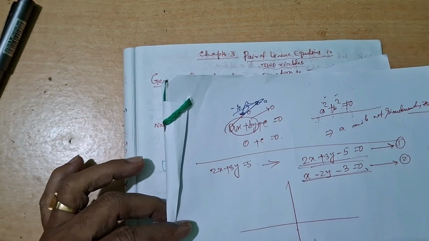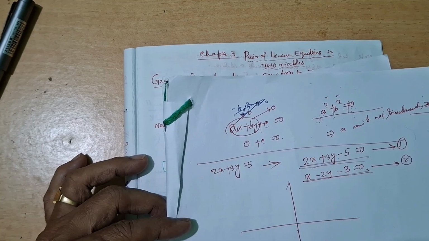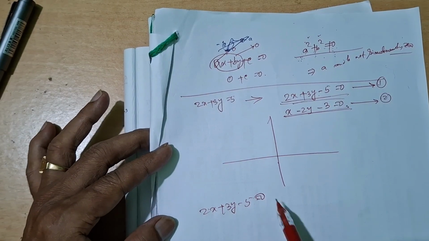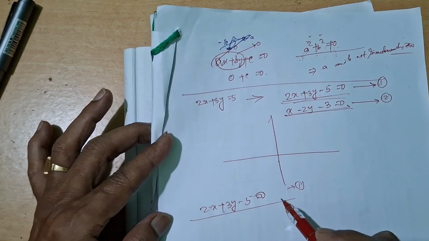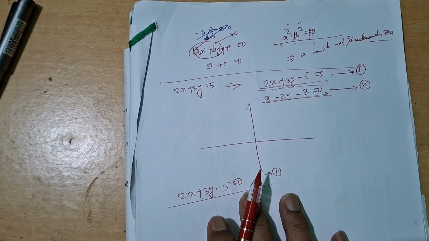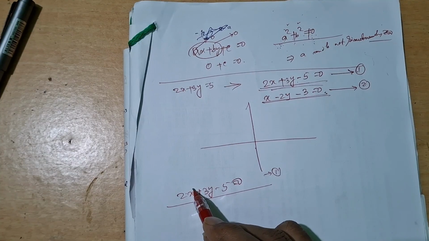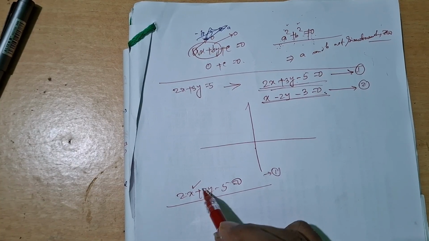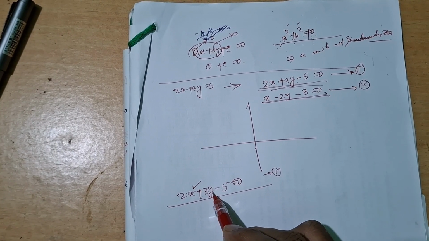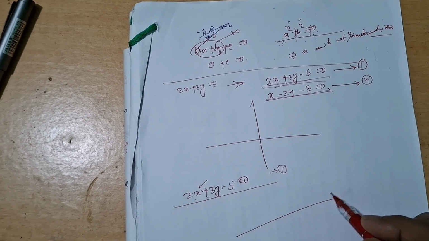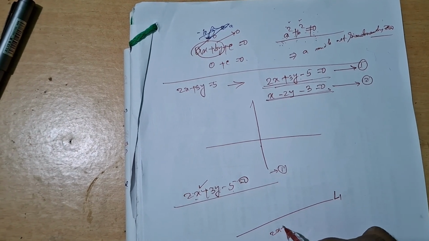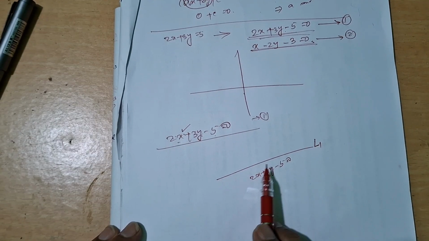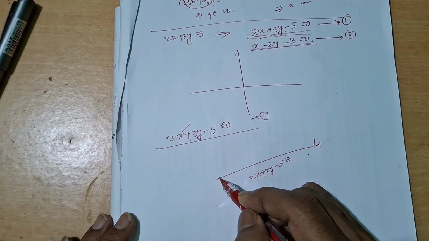If only one equation is given, 2x + 3y − 5 = 0, can you find the exact value of x and y? No. For any value of x, we will get a y. You choose any x at random, you will get a y. Suppose this is the straight line L1, 2x + 3y − 5 = 0. So what are the points? How many points are there?